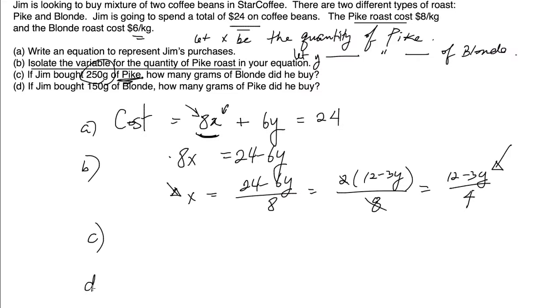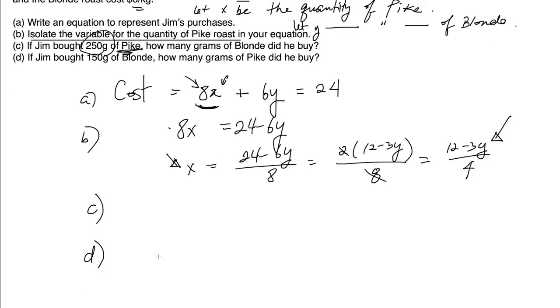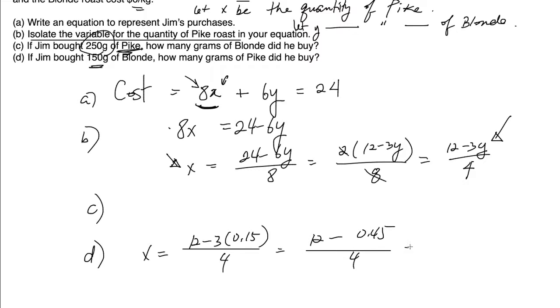So we can actually answer D first. Let's answer D first. D is very easy. It's going to be X is equal to, the purchase was 150, but 150 is in grams. So that's going to be 0.15 in kilograms. So that's 12 minus 0.45 all over 4. That's 11.55 over 4. Give me 2.8875.